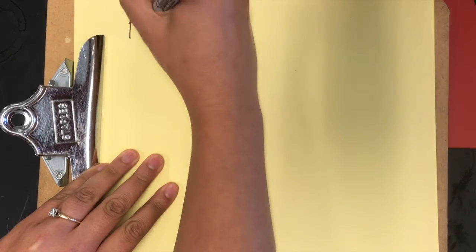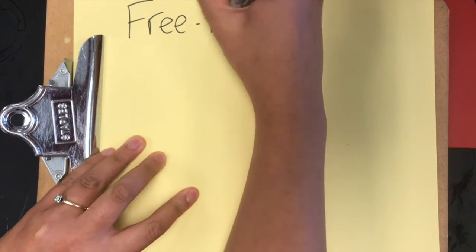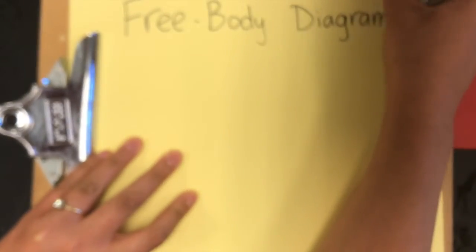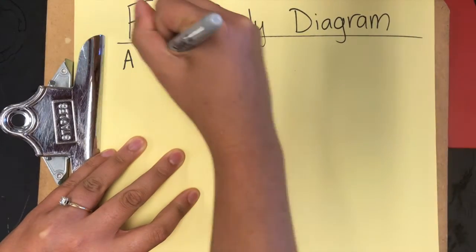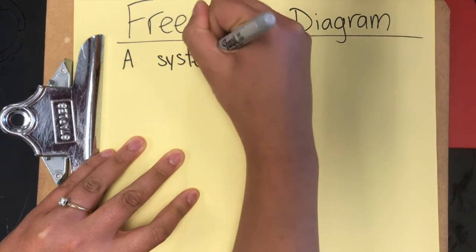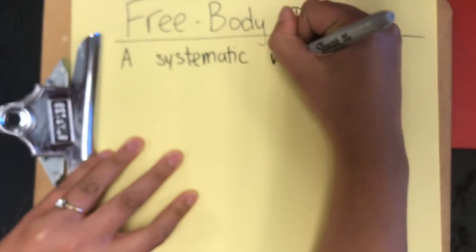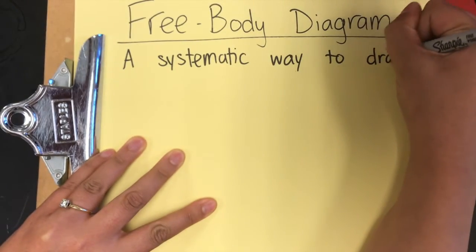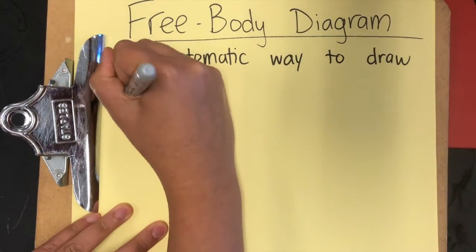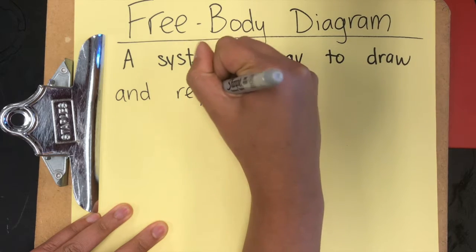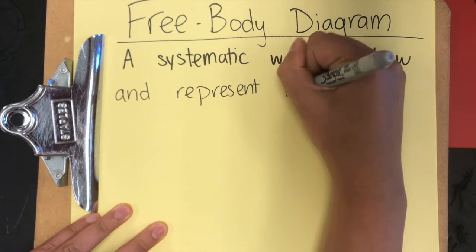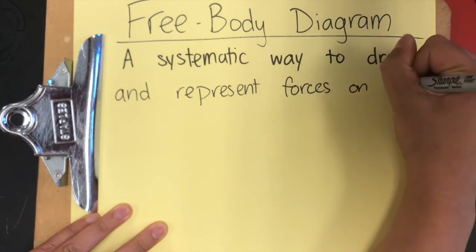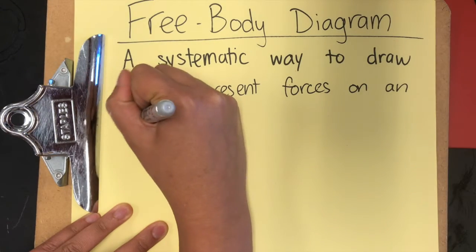Hi everyone, Mrs. Besega here, and today we're learning how to draw free body diagrams, or FBD. A free body diagram is a representation of all the forces acting on a single object. I call it a systematic way to draw because we're all going to draw these diagrams in the same way. That way we can all interpret each other's work clearly.